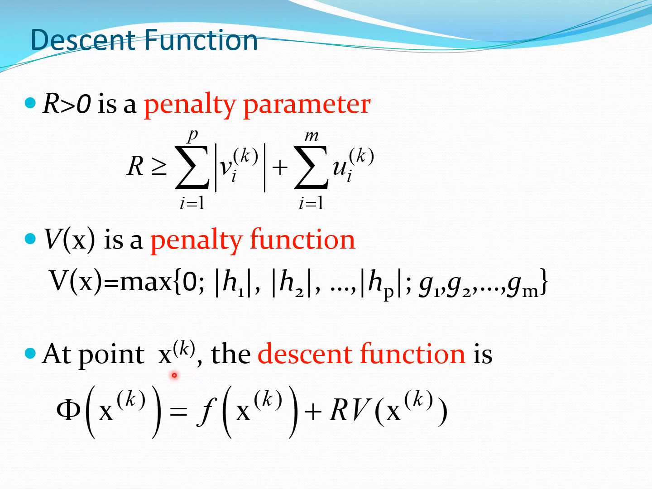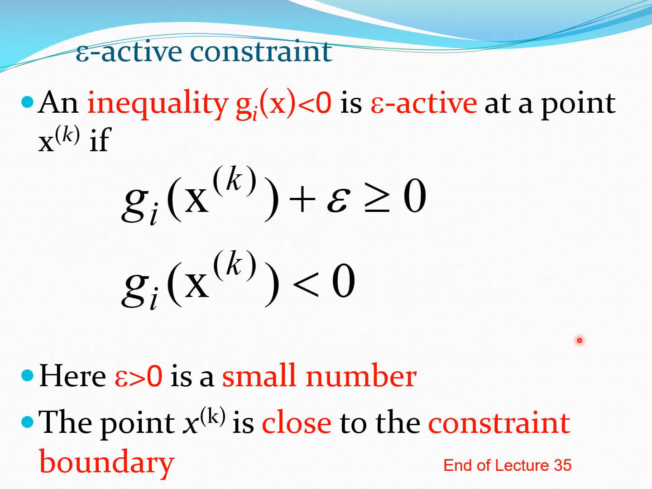Now at point xk, the descent function is given by this expression here. So here you have the function value at xk, which is f of xk. You have the penalty parameter r, and you have the penalty function value V of xk. So this is your composite descent function, or the Pschenichny descent function. Now the Pschenichny descent function is something we are going to use later in our studies on constraint optimization. So this is a point where we just introduce that particular concept.